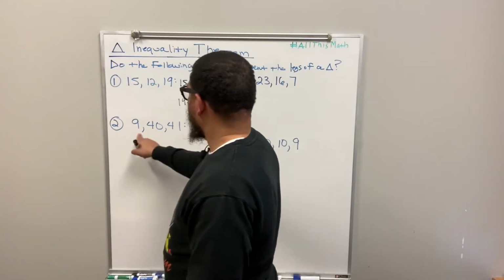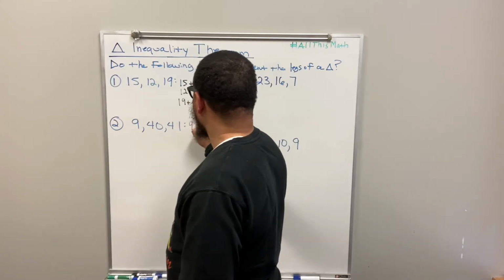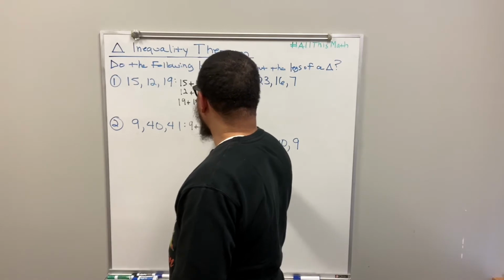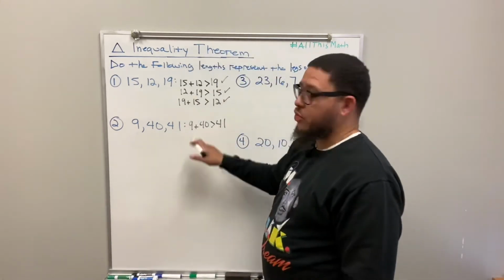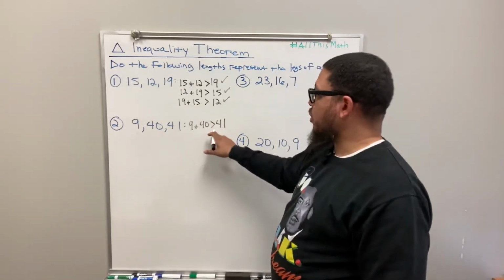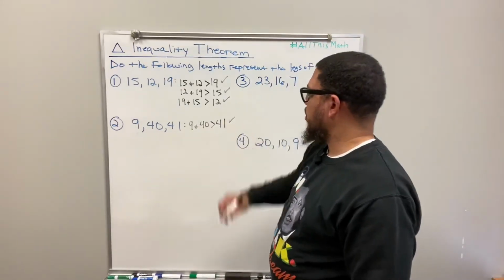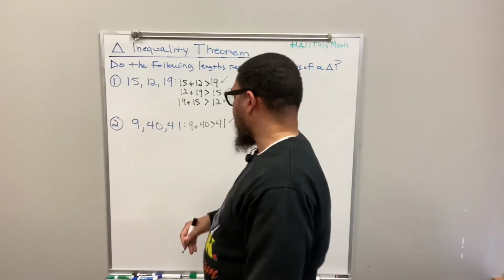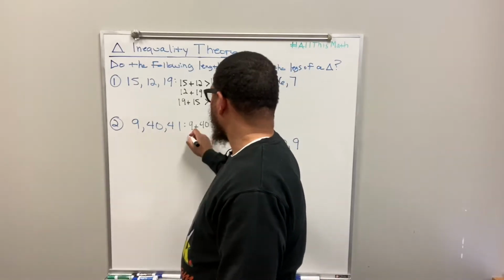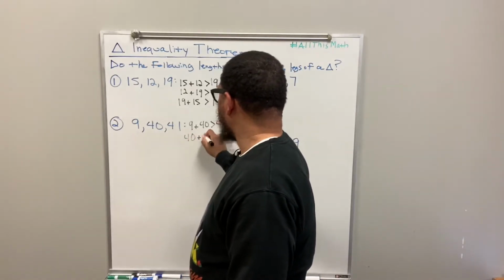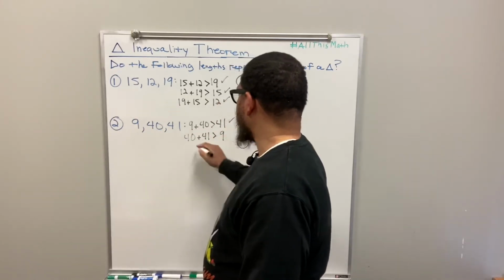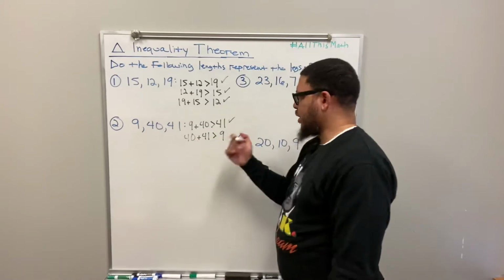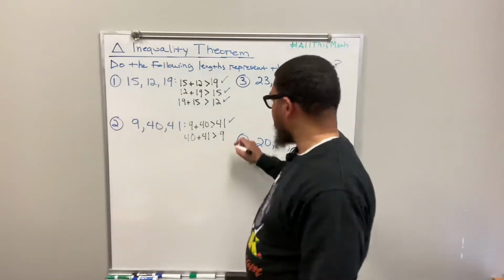Watch this. I'm going to do 9 and 40. 9 plus 40. Is that greater than 41? Yes, it is, because 9 plus 40 is 49. And I know 49 is more than 41. Boom. Let's pick another pair of sides. What about 40 and 41? If I add up 40 and 41, is that greater than 9, the other leftover side? Definitely. That's 81. 81 is more than 9 all day long.